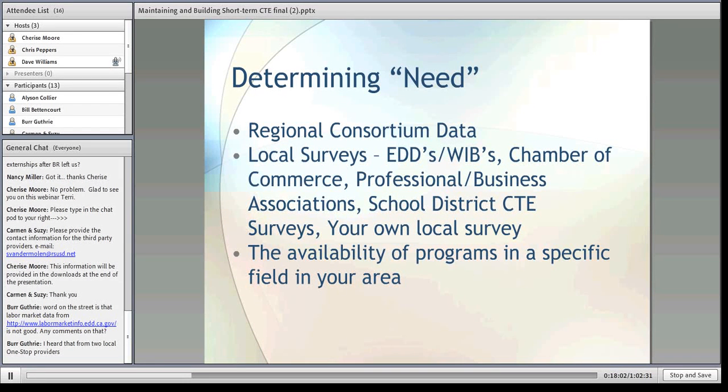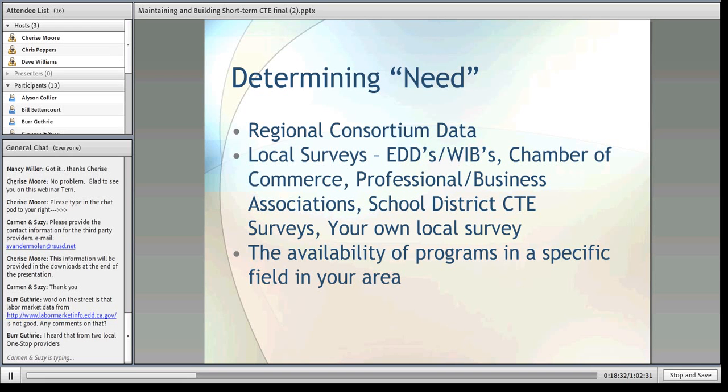Another way that we can look for determining the need or data: your regional consortiums over the next year are going to be involved in determining the need. They're being tasked under AB 86 to determine the needs throughout their regions in all areas, so that you may be able to tap into or be part of that data gathering for the regional consortium. Look for specific needs in your area.